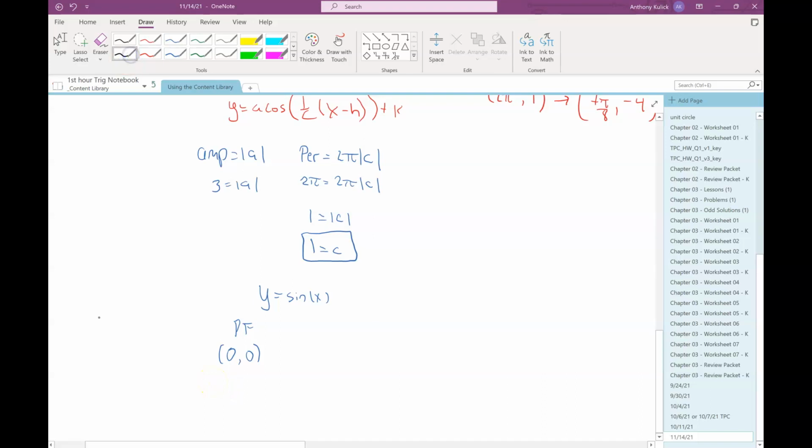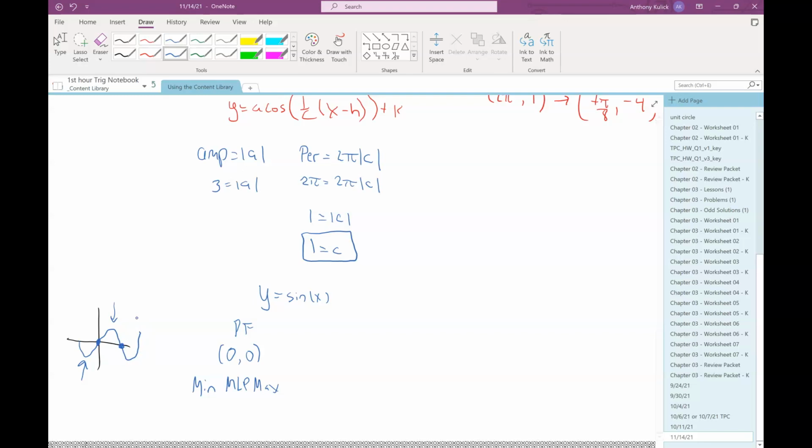If we go back and look at the graph of sine, 0, 0 is a midline point. And there's actually 2 different kinds of midline points in a sine graph. The midline point 0, 0 has a minimum to the left of it and a maximum to the right of it. If we looked at this other midline point, there the maximum is on the left and the minimum is on the right. So there are two different kinds of midline points. Okay with that?